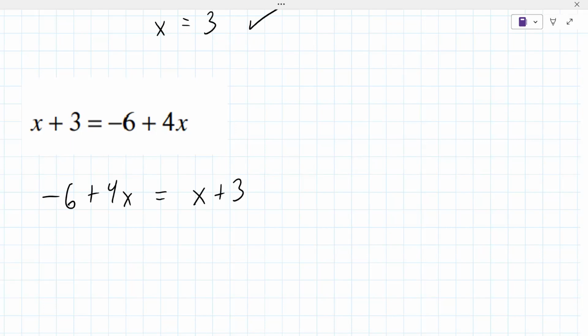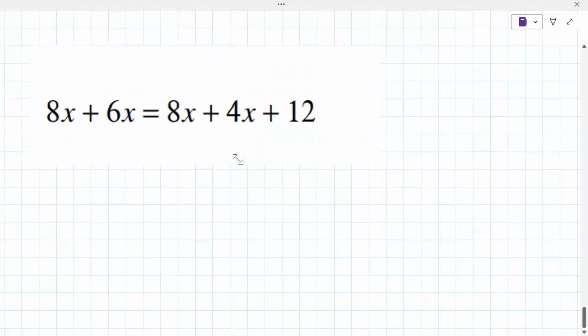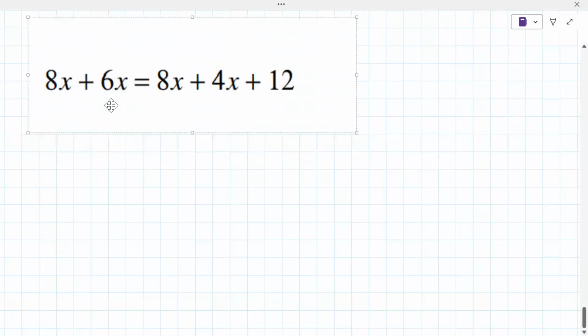Okay, so we're gonna move on to some new questions now. We now know how to tackle problems with variables on both sides. I think this is the one to do next. Sure, doesn't really matter. All right, so here's a new problem. It's got variables on both sides. 8x plus 6x equals 8x plus 4x plus 12.